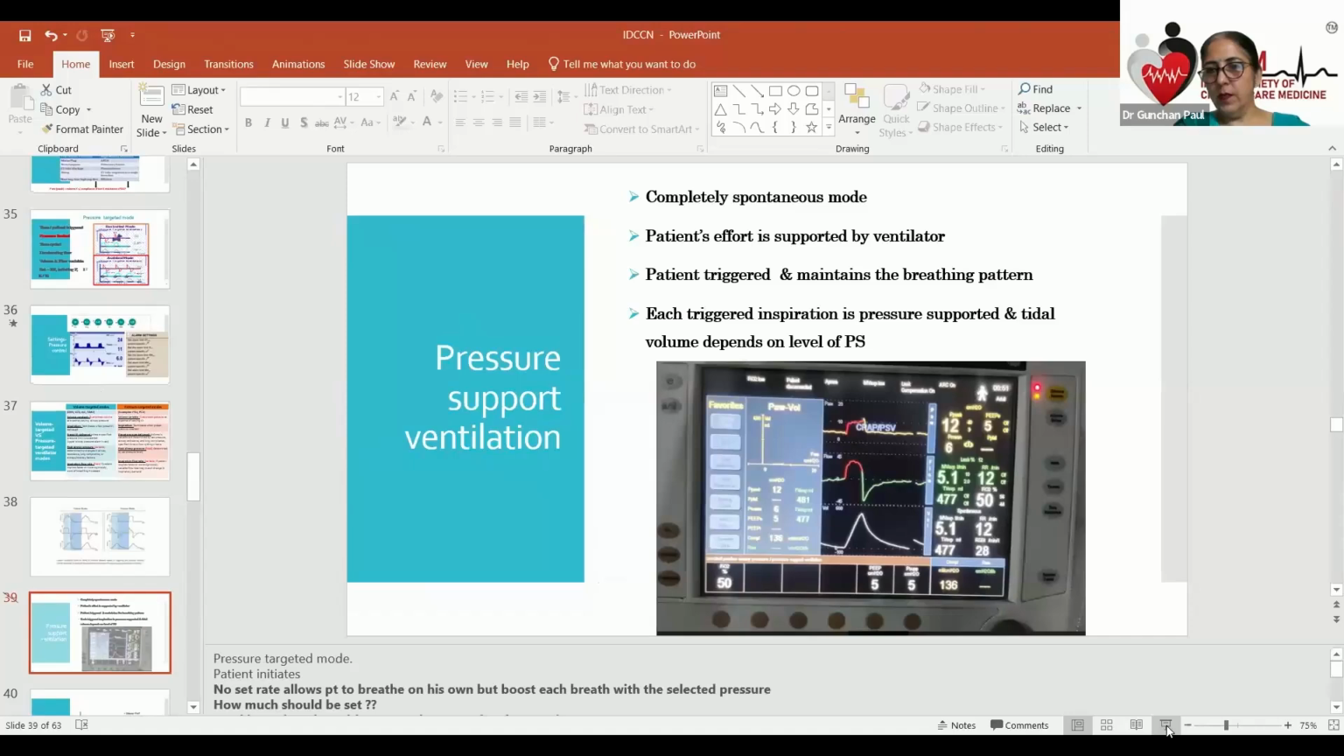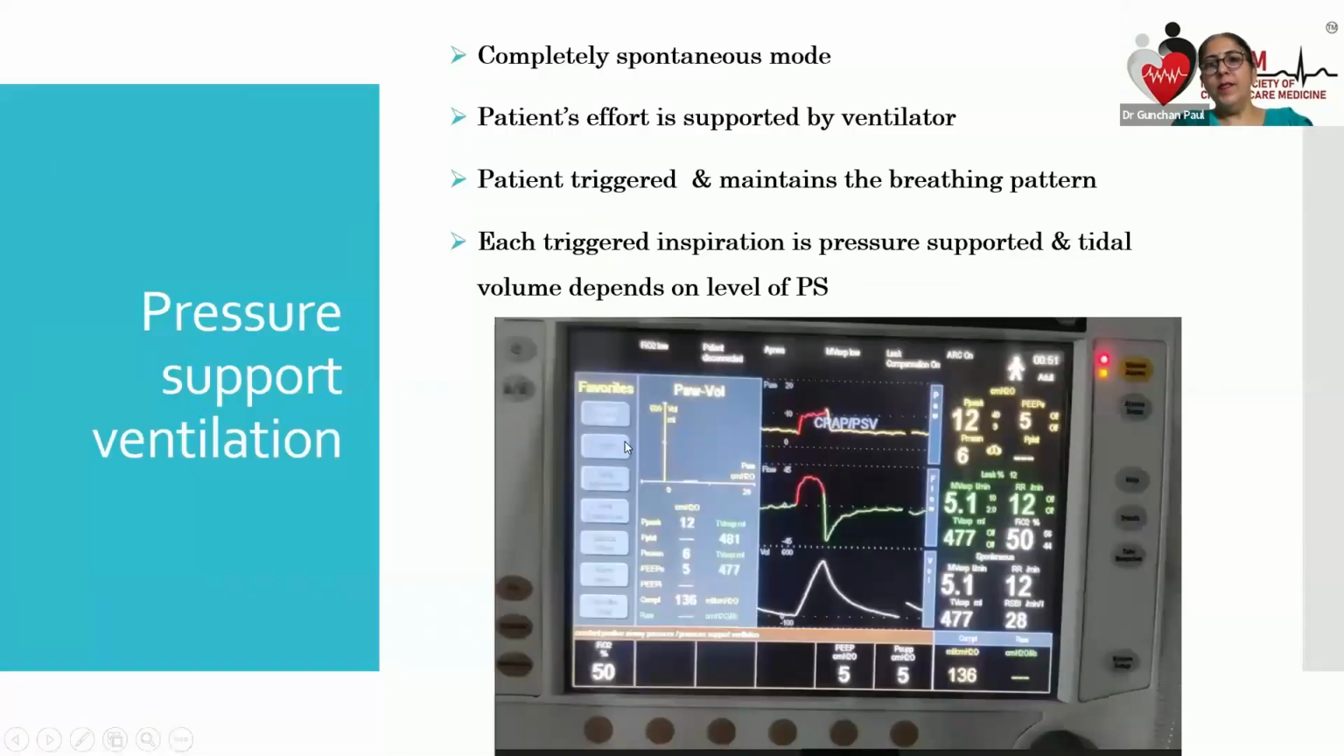Either they have understood everything. This slide, I don't know how I slipped. See, this is the CPAP mode of ventilation. When we put the patient on CPAP, we have not set anything, tidal volume or respiratory rate. We just set PEEP and we set pressure support. So the patient takes his breath on his own.